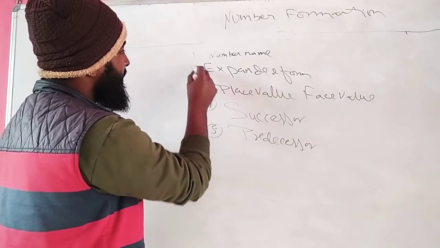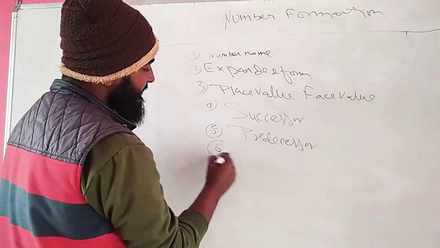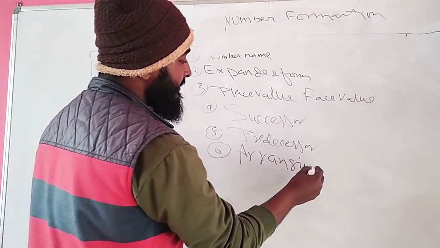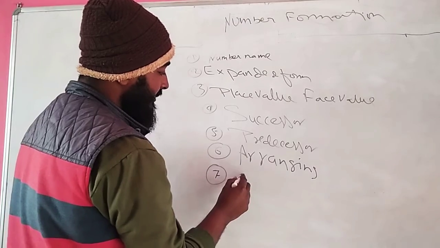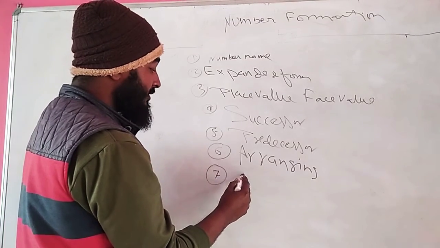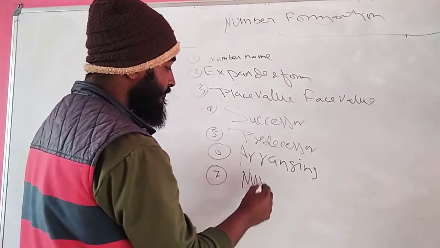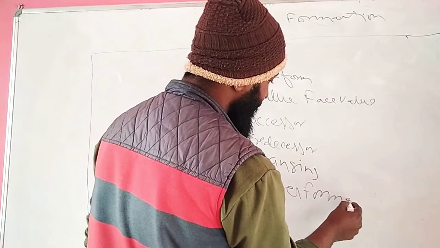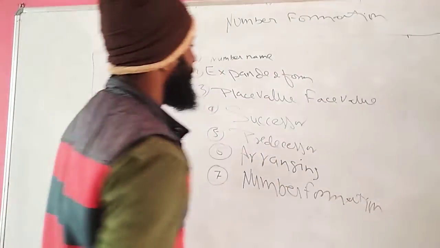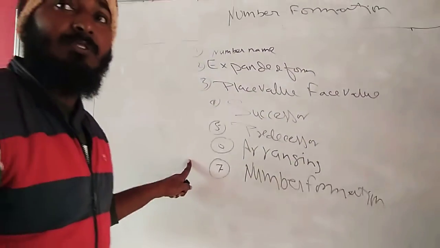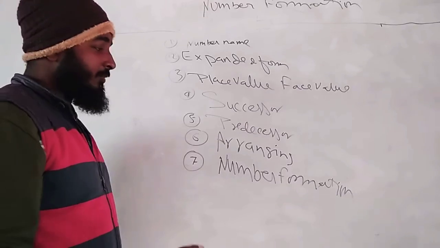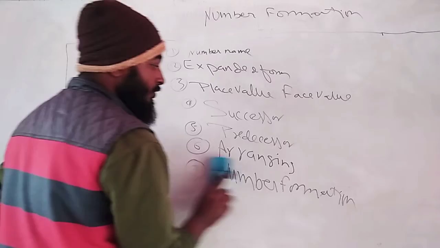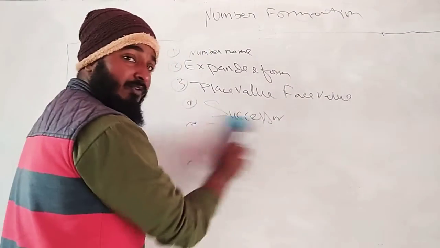Then see what is the sixth one? The sixth one is arranging the number: descending order, ascending order. Then the seventh is what? The seventh is number formation. So these are the 7 topics which we deal with in the number system. Now there is one more thing we should know about numbers.